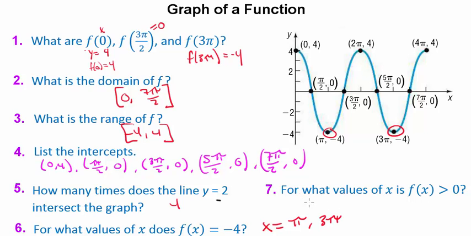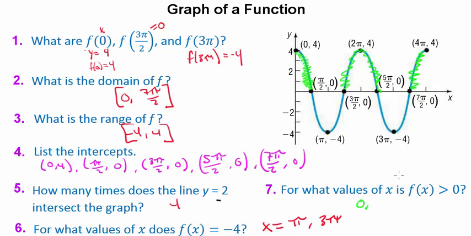All right, finally it says for what values of x is f of x greater than 0? In this case, what we're really asking is where is it above the x-axis? So we need to look at the curve and where it is above the x-axis. It's above the x-axis in this interval right here, and it's above the x-axis here. It's above the x-axis for all of those cases, and below the x-axis in every other situation. I need to put this in interval notation.